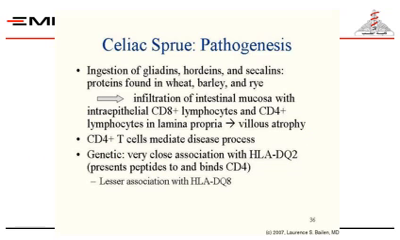Pathogenesis of celiac sprue: ingestion of gliadin, hordein, and secalin proteins found in wheat, barley, and rye leads to infiltration of the intestinal mucosa with intraepithelial CD8 lymphocytes and CD4 lymphocytes in the lamina propria, which lead in turn to villus atrophy. So, it is considered a CD4 T-cell mediated disease process. Genetic susceptibility: there is a very close association with HLA-DQ2 and less association with HLA-DQ8.